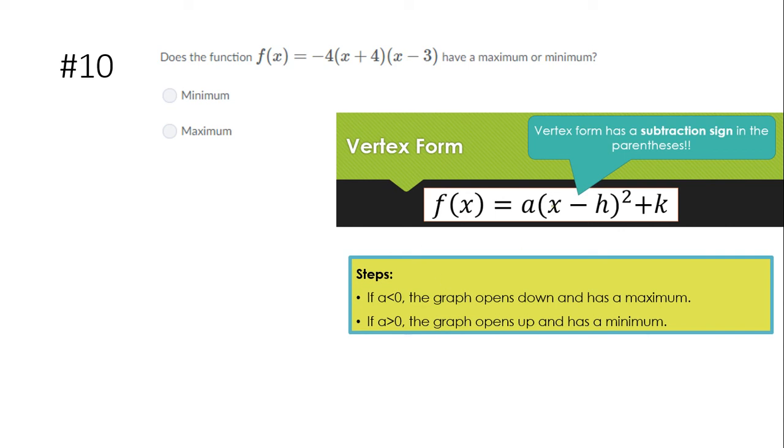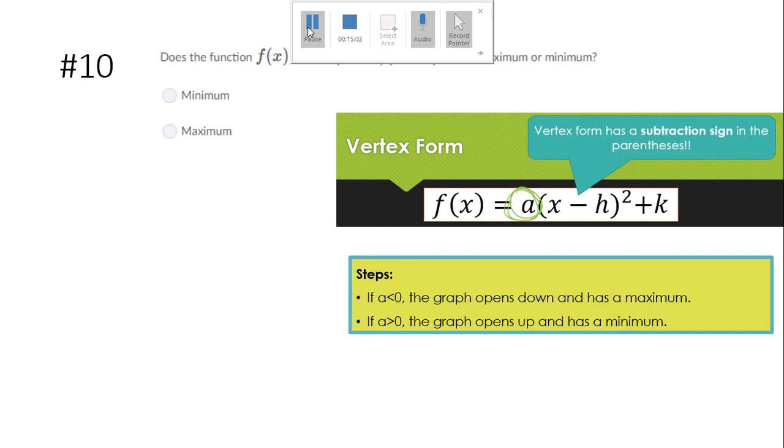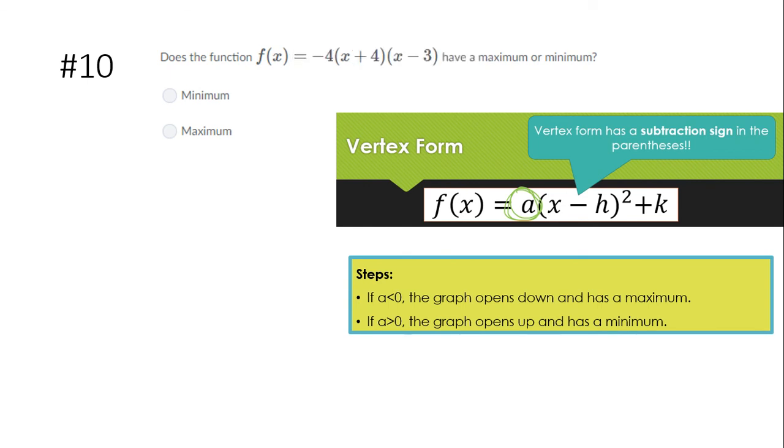But the key here is the number out front, this a term, which tells us if we're opening up or down. I misspoke just a second ago, so I'm going to redo this. The number out front, a, if it's less than 0, the graph opens down and it has a maximum. I think I said minimum the first time, but I want to show you what that would look like.